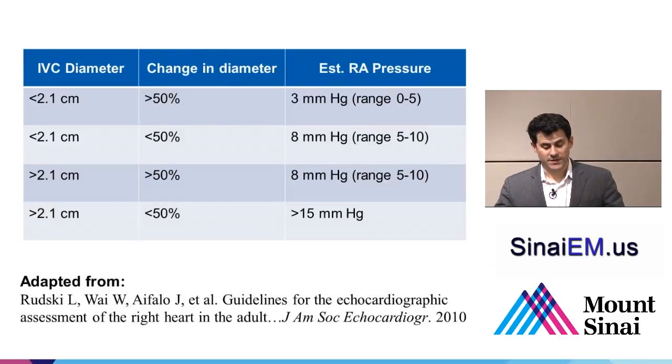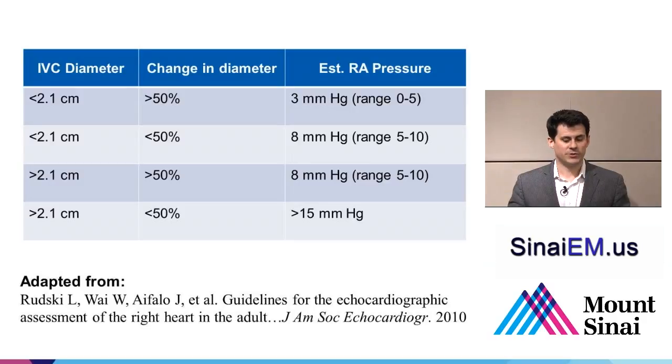So the Journal of the American Society of Echocardiography has guidelines on the evaluation of the right heart, and part of what they had written about was the evaluation of right atrial pressures using the inferior vena cava as a guide. While looking at the primary literature that helped create this table shows a bit messier data than this table would suggest, it's very helpful in the extremes to think about a low right atrial pressure corresponding to an inferior vena cava diameter that's less than 2.1 centimeters, and a change in diameter with respirations of greater than 50%. So that's typically going to correspond to a low right atrial pressure.